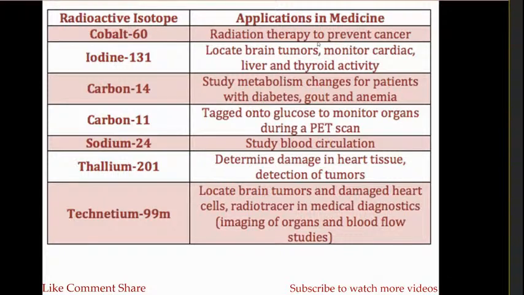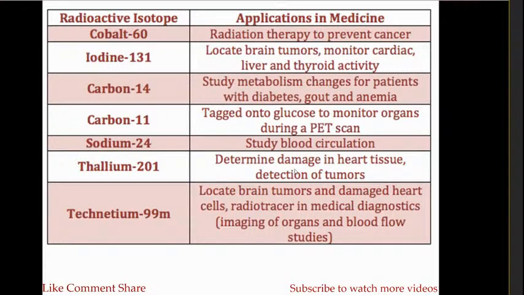Carbon 14 is used in the medicine field; anemia patients are used for it. Carbon 11 is used in the PET scan. Sodium 24 is used in blood circulation studies. Thallium 201 helps to study the heart tissues and determine the heart tissue condition. In a heart attack patient, they do the angio test, where the detector has the thallium 201 compound.